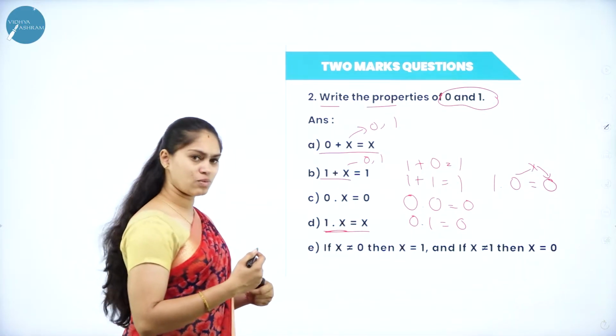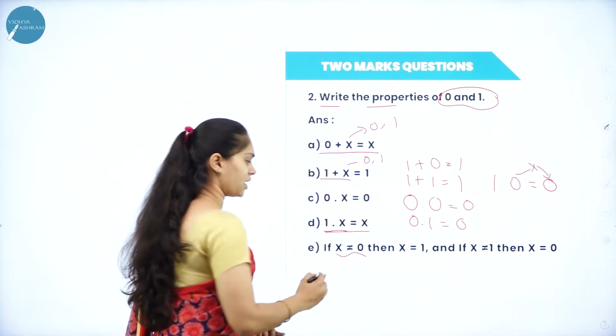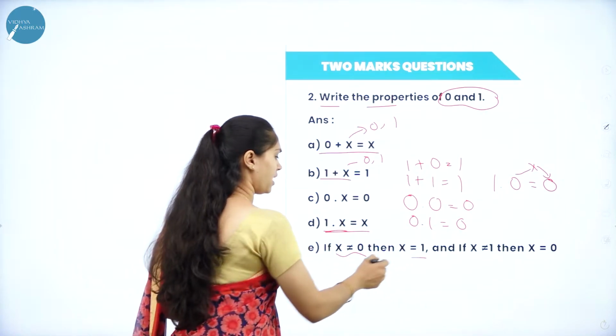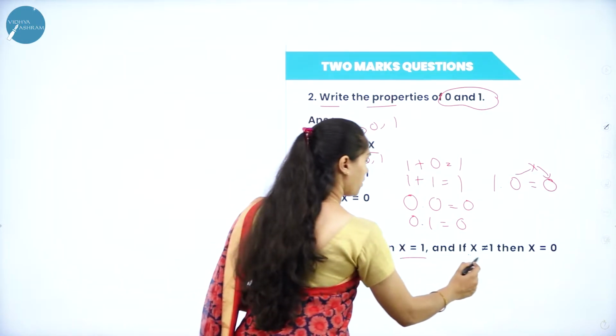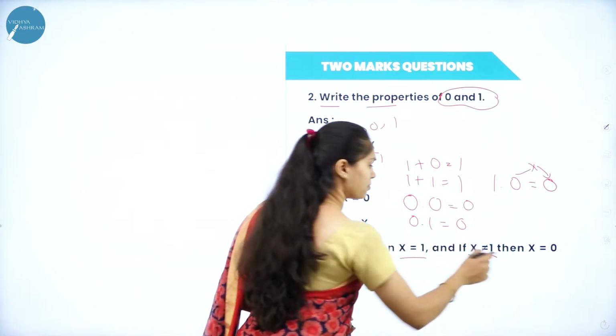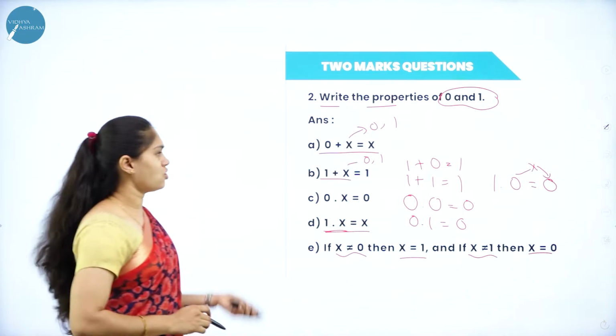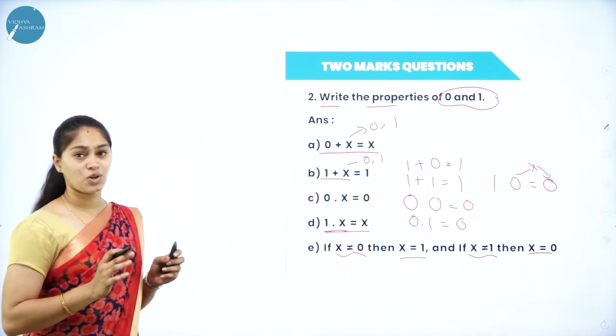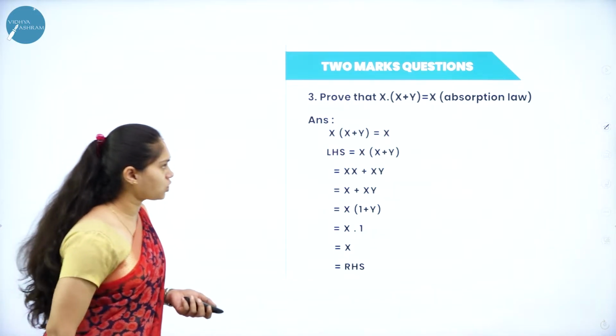And we have to understand one thing. If my x value is not equal to 0, then it must be equal to 1. If the x value is not equal to 1, then it must be equal to 0. So these are the properties of 0 and 1. We'll see the next question.